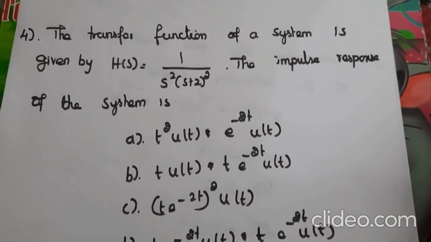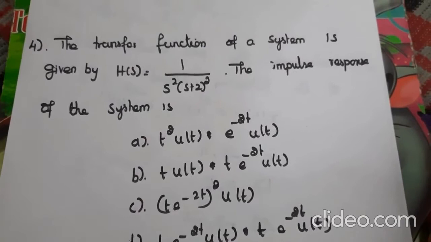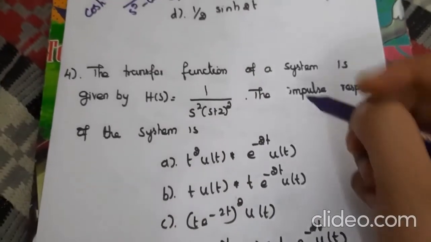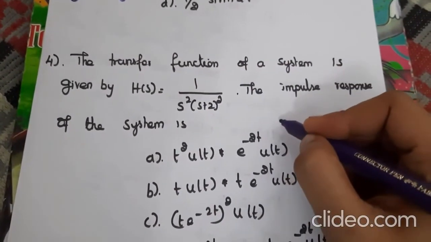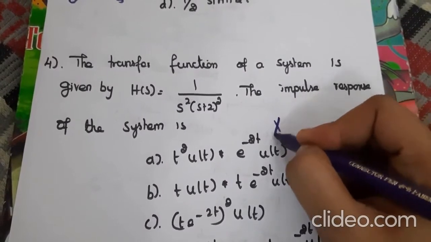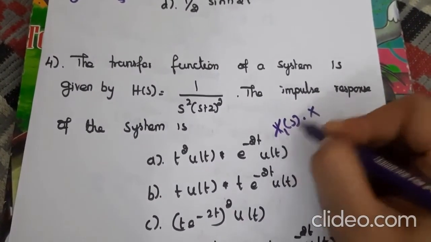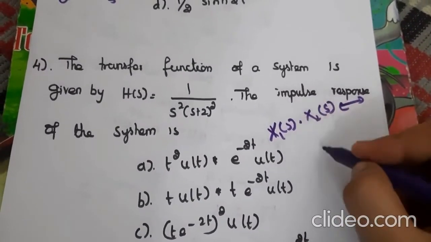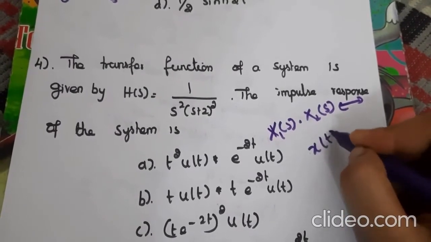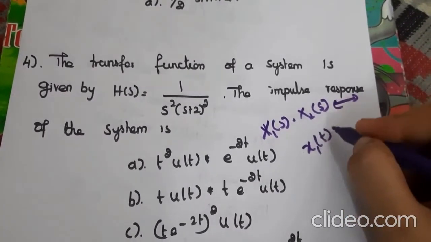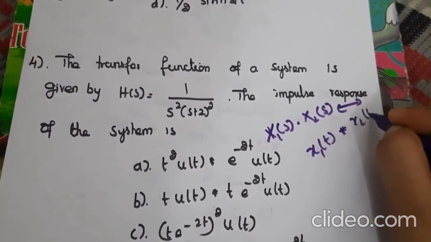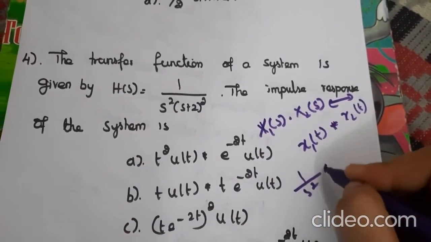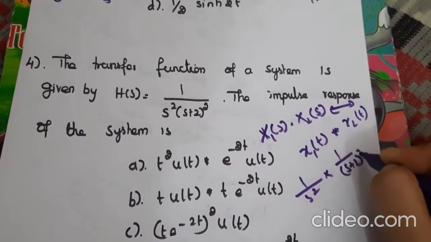So next question, the transfer function of a system is given by H of s equal to 1 by s square into (s plus 2) the whole square. The impulse response of the system is, and this is H of s. So the property here is that multiplication in the Laplace transform s domain is convolution in time domain. So by taking this we can write this as 1 by s square into 1 by (s plus 2) the whole square.